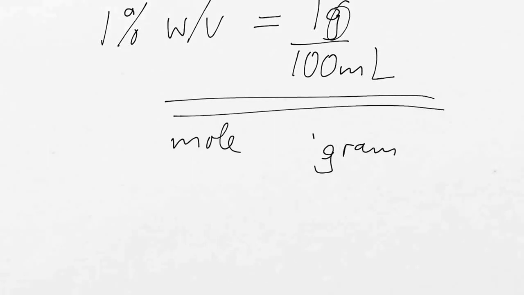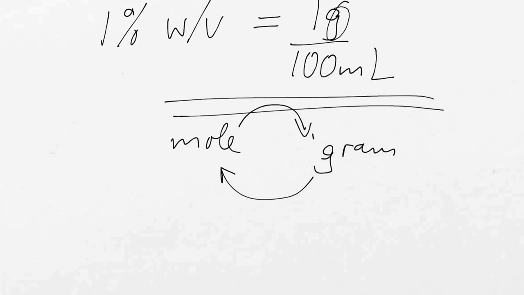And of course we can convert this gram into mole again. So we can interconvert gram per 100 milliliter into mole per 100 milliliter. And if we take that by 10, we get it per liter. Yeah? From 100 milliliter times 10, we get this into 1,000 milliliter into liter. That makes sense?